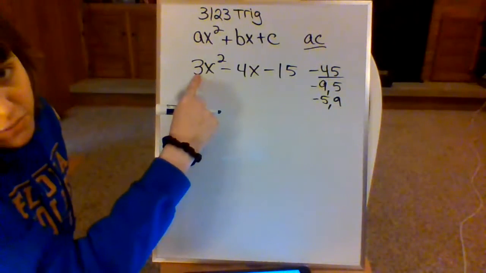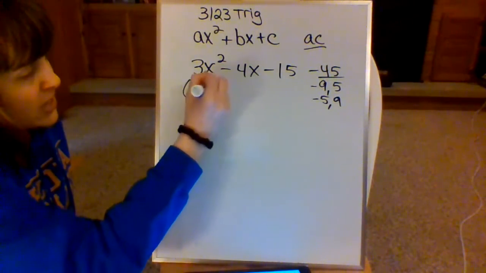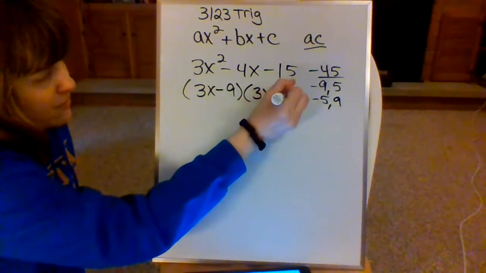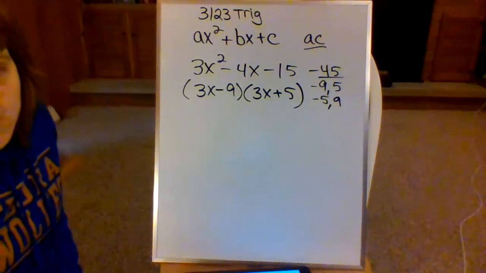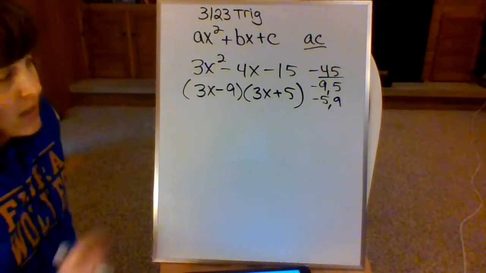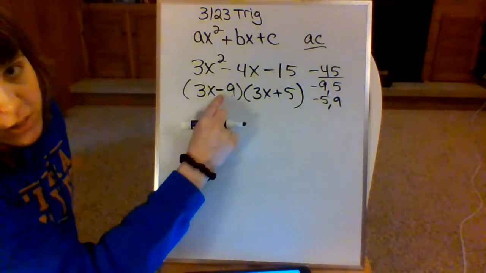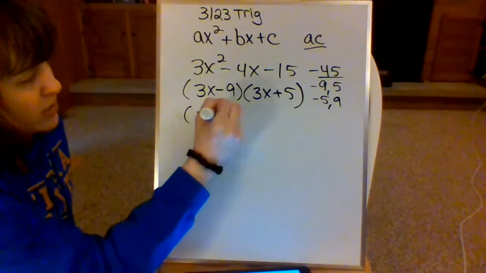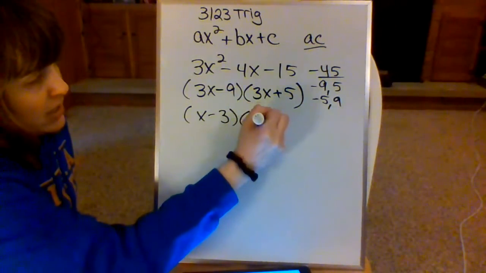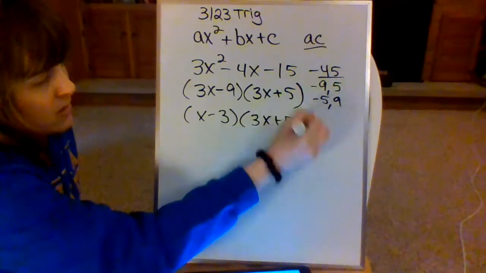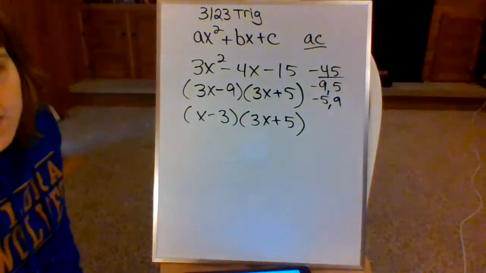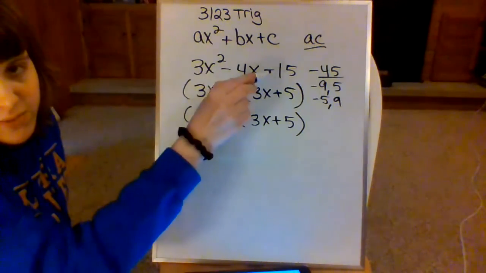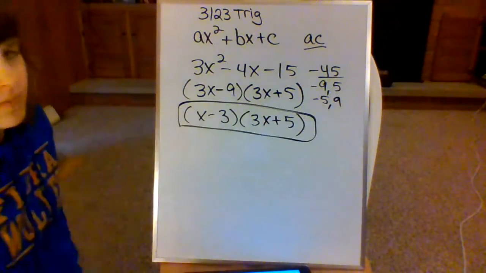So again, because this is a 3, we're going to write 3x minus 9 and 3x plus 5. Okay, we have to simplify again. I noticed that I could divide both of these terms by 3, so I'm going to do that. x minus 3 and 3x plus 5. Okay, so that is the factored form of 3x squared minus 4x minus 15. Like that.